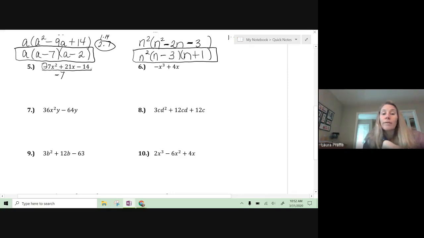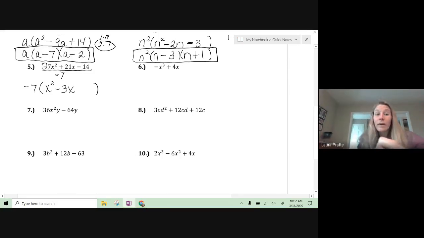There is no common variable here because even though the first term and the middle term here have x's, the third term does not have any version of an x, so you can't take out x as part of your GCF. So it's just the negative 7. So when we divide each of these by negative 7, the signs will change. So negative 7x squared divided by negative 7 is going to be positive x squared. Then positive 21x divided by negative 7 will be negative 3x. And then negative 14 divided by negative 7 will be positive 2.